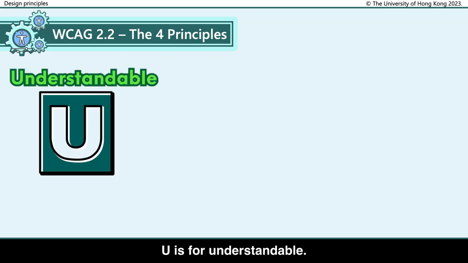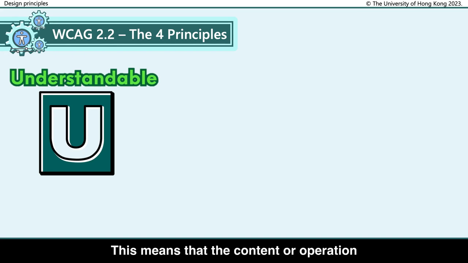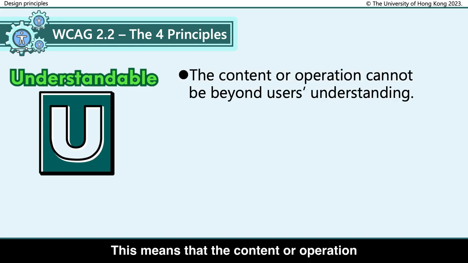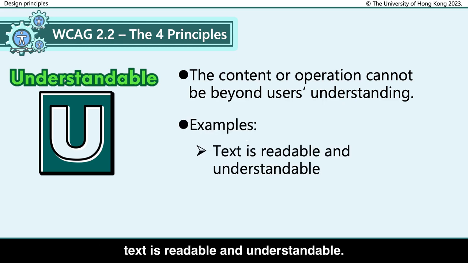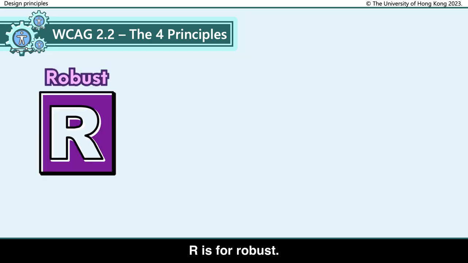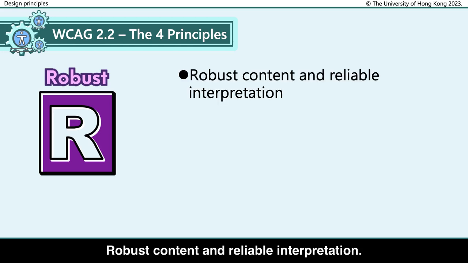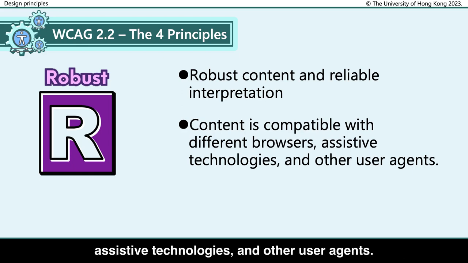U is for Understandable: understandable information and user interface. This means that the content or operation cannot be beyond users' understanding. Examples of understandable content include text that is readable and understandable. Users are helped to avoid and correct mistakes. R is for Robust: robust content and reliable interpretation. For example, content is compatible with different browsers, assistive technologies, and other user agents.